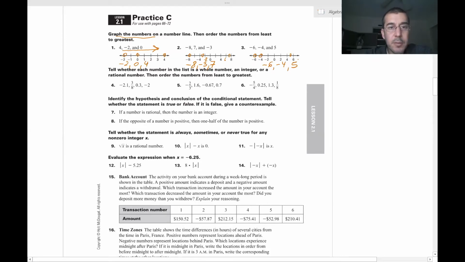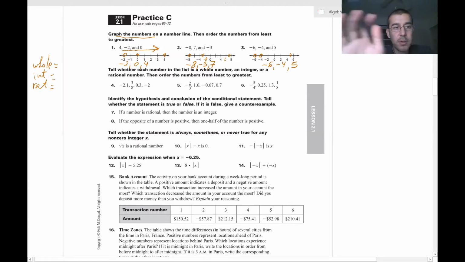Tell whether each number in the list is a whole number, an integer, or a rational number. Okay, so we have whole numbers, integer numbers, or rational numbers. So number 4, -2.1, that's not a whole number. Whole numbers, we know 0, 1, 2, 3, all the way to plus infinity. So first one is not, 3/8 is not, 0.3 is not, -2 is not. So we don't have any whole numbers.